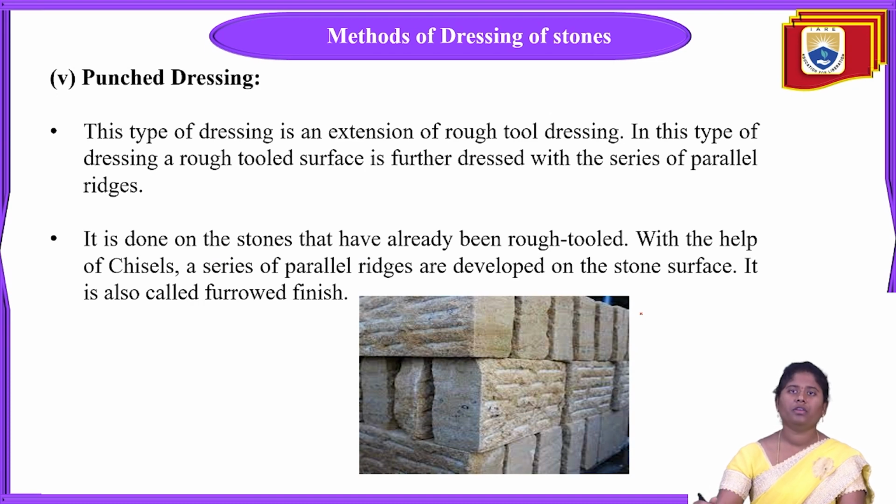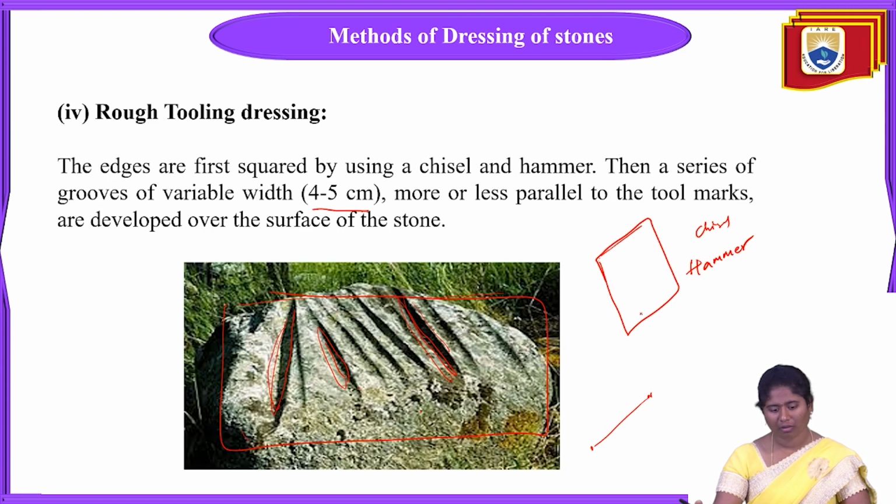Next, this one is punched dressing, and punched dressing is nothing but the extension of the rough tool dressing. Here, rough tooling means that the surface will be rough only, and we are going to give the stone a specific shape, that is a square, with the help of the chisel and also hammer. Then a series of grooves are to be given to that rock, of a width of 4 to 5 centimeters.